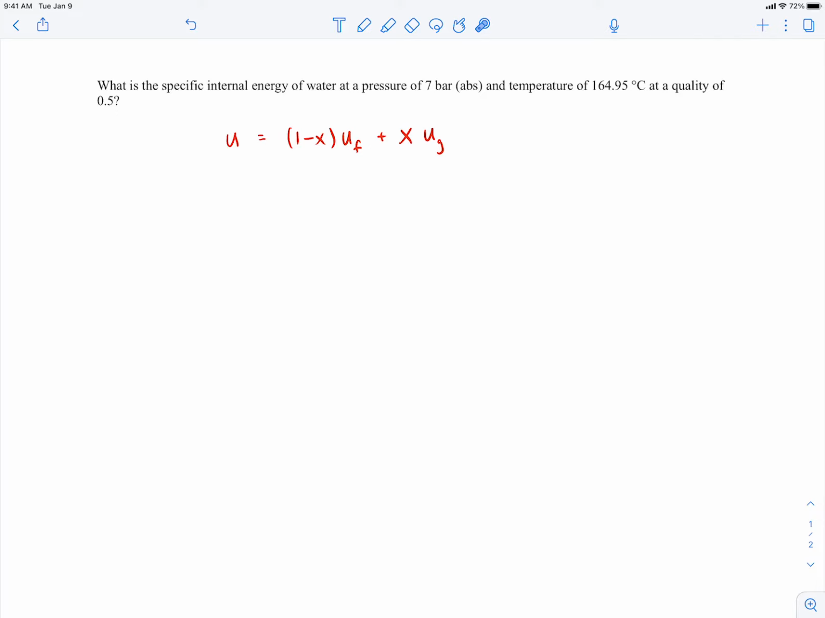In order to evaluate this, we need to know the saturated liquid and saturated vapor properties, the specific internal energy specifically. Before we do that, I'll just make a note here that the quality is 0.5, given in the problem statement. To find the saturated liquid and saturated vapor values, we're going to go to the saturated liquid vapor mixture table for water, organized by pressure, since I'm given a nice number here for pressure, and then that should be the saturation temperature.